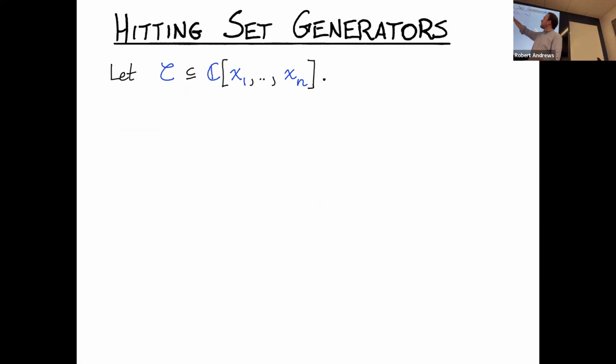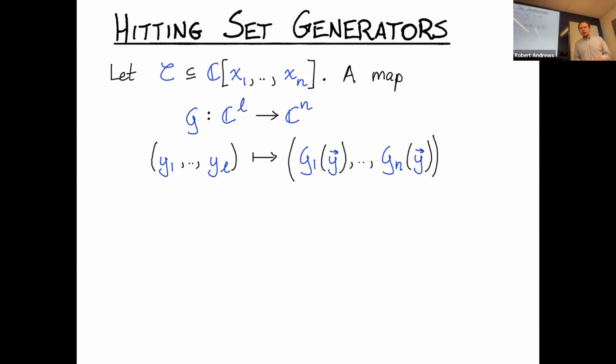In this definition, we have some set of polynomials, curly C, that we're interested in testing. You should think of curly C as being all the polynomials that are computable by small circuits or small formulas; some computational bound is implied. What we're interested in are maps curly G that take L variables to N variables. Each output is going to be some polynomial function of the inputs.